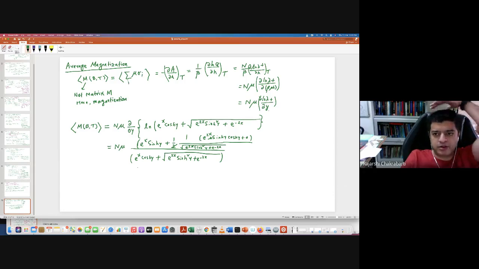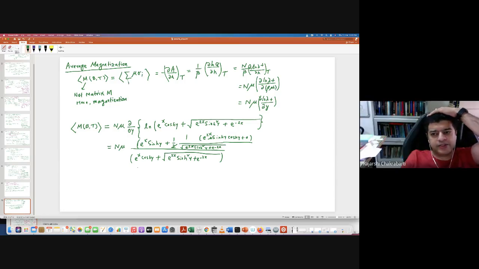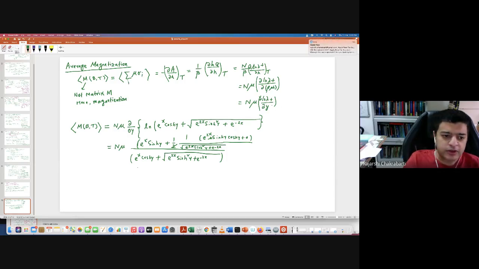You take a derivative of this lambda plus with respect to y. You remember what is y? Y was beta times B, because B means mu times H. Check your notes. Magnetic moment times the magnetic field is the strength of the magnetic field, which is capital B. B times beta is y. Then I have to calculate this magnetization. How do you calculate? You take the expression for lambda plus, and you differentiate this with respect to y.